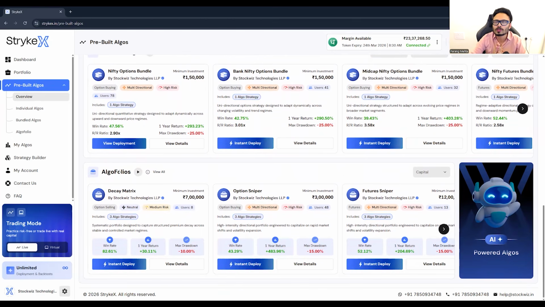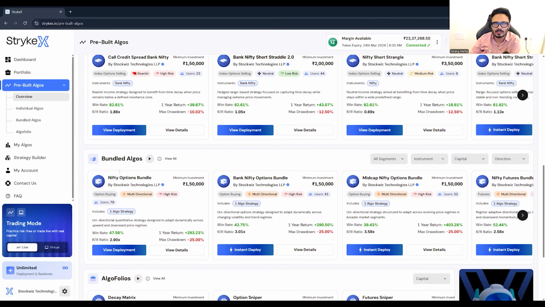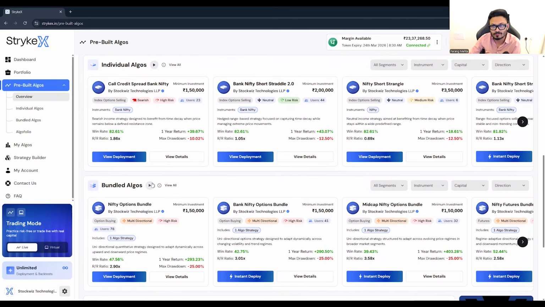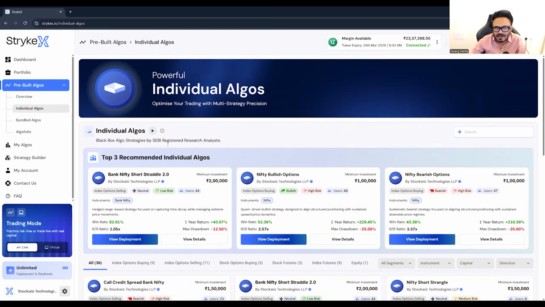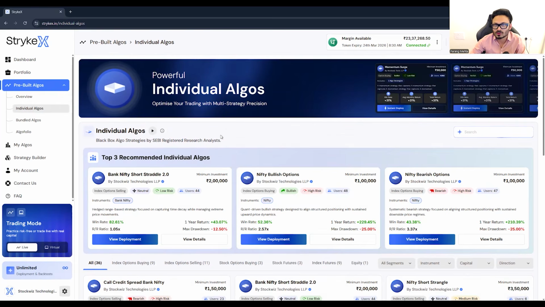Algo folios are for people who are looking to create a portfolio of algo strategies. So now I'll come to algo folios a little later. Let me break down individual algos and bundled algos for you. Now, when I go to individual algos, I have two options. I'll just click on view all and I will then come to the individual algos screen.